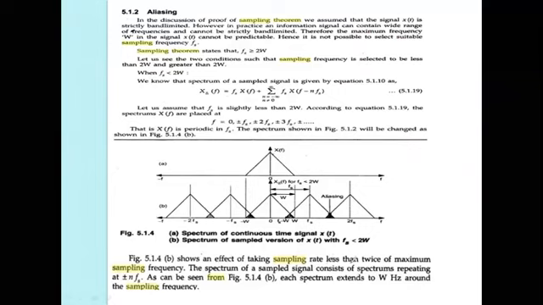See, it shows an effect when taking the sampling rate less than twice the maximum frequency. The spectrum of the sampled signal consists of spectrums repeated at plus or minus n times Fs, as can be seen here. Each spectrum extends to omega hertz around the sampling frequency. Whatever is the dark shaded region, we are saying that is the aliasing effect. Aliasing effect occurs whenever Fs is less than 2 omega, the maximum frequency; the sampling frequency is less than that.